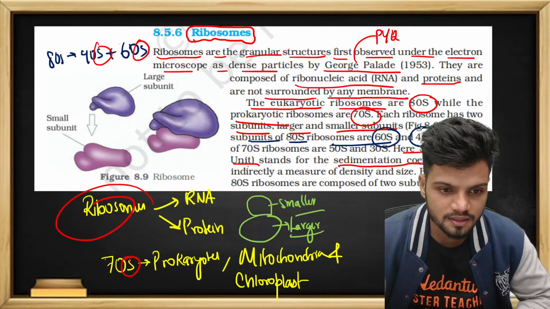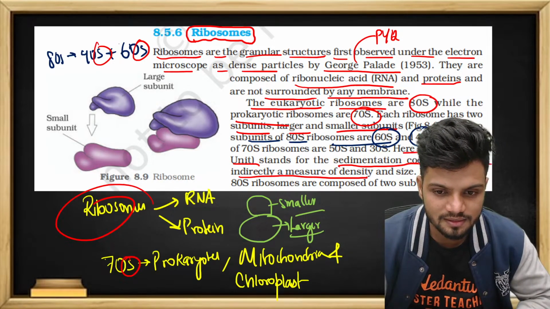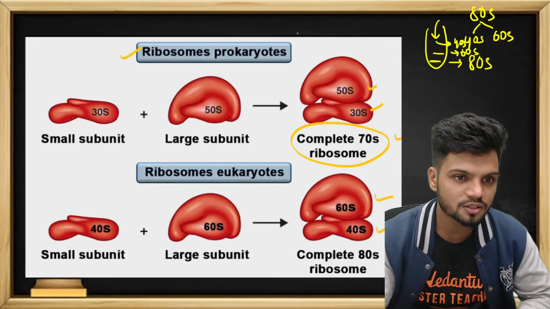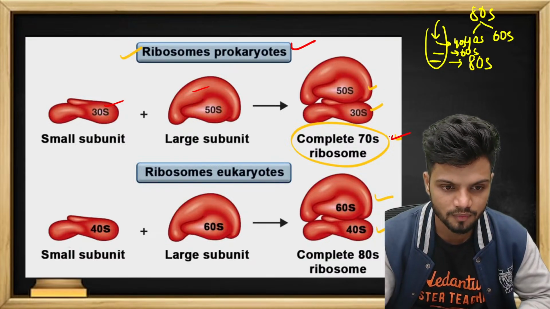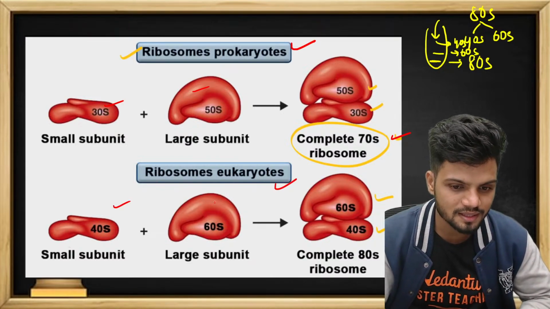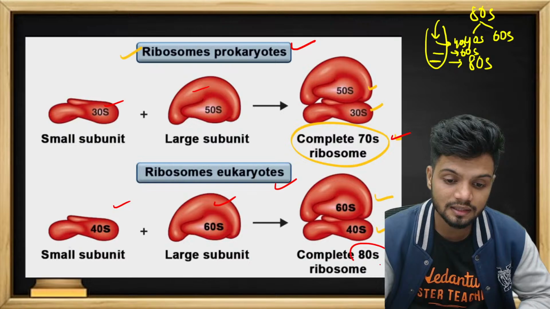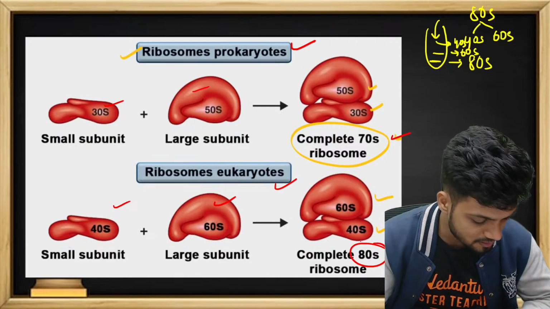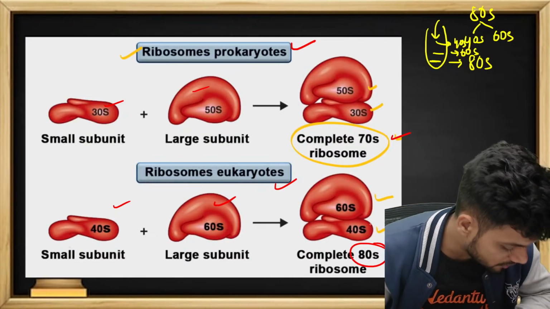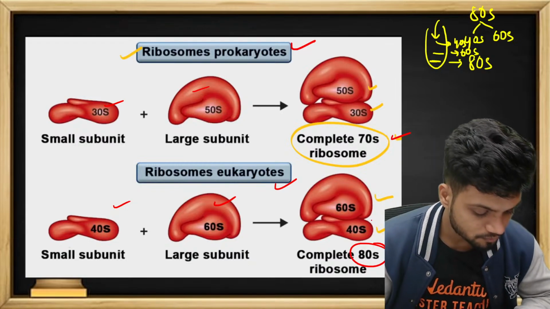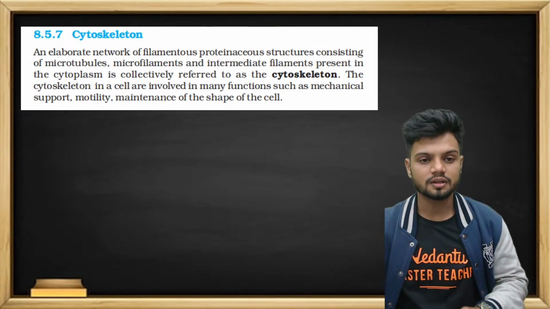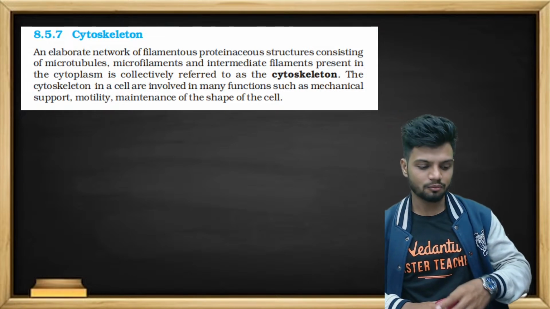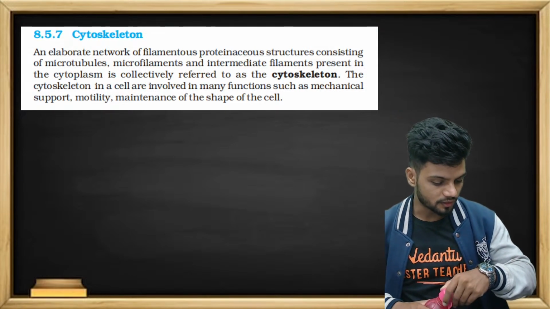It is indirectly a measure of density and size. Both 70S and 80S ribosomes are composed of two subunits. In prokaryotes, the small subunit is 30S and the large is 50S, giving 70S in total. In eukaryotes, we have 40S and 60S, totaling 80S, not 100. It is 80S. Now, students, with that, the ribosome concept is also over.